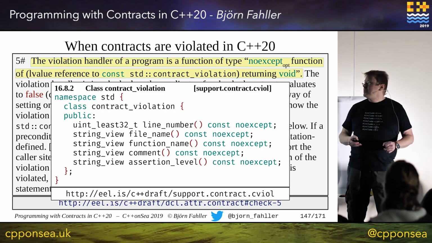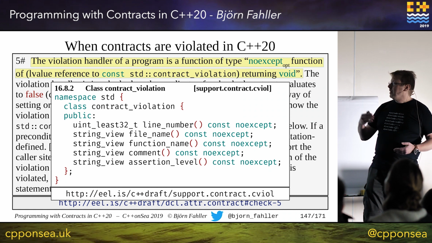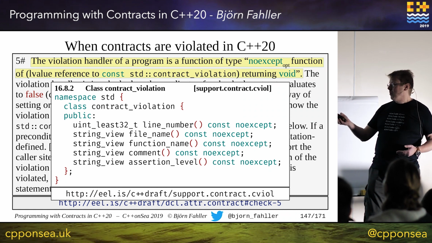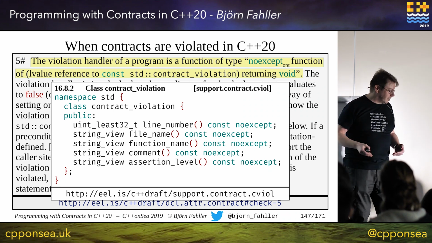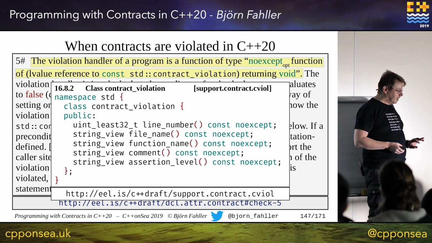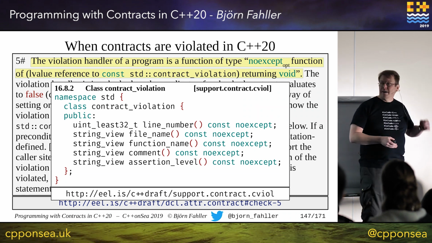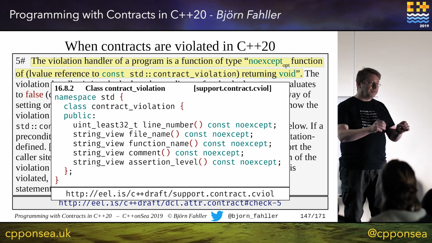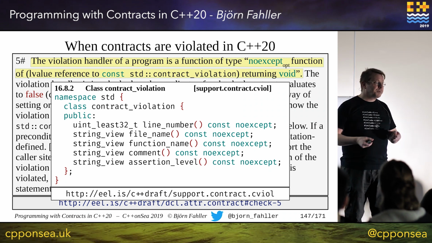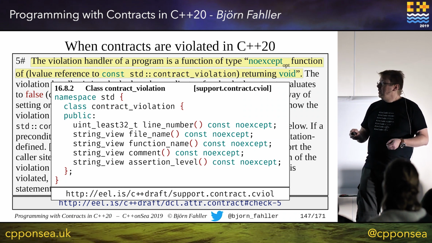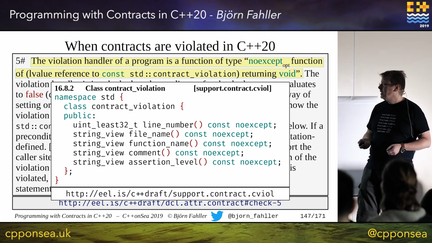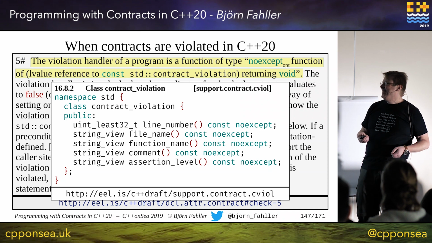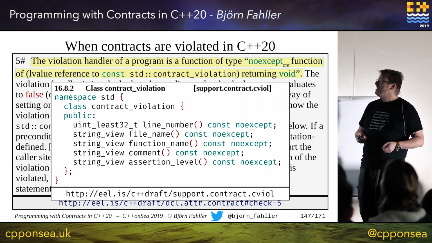Contract violation is a small class that gives you line number, file name, function name, comment, assertion level. Comment is, at least in this Clang fork, the actual text of the contract expression. It's like a subversive way to get reflection. A way to get reflection, yeah.